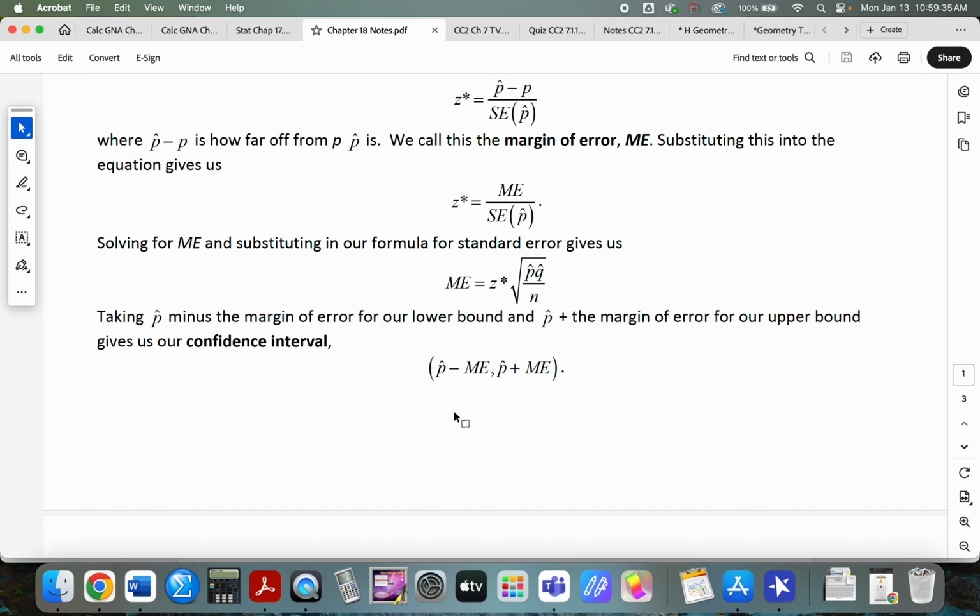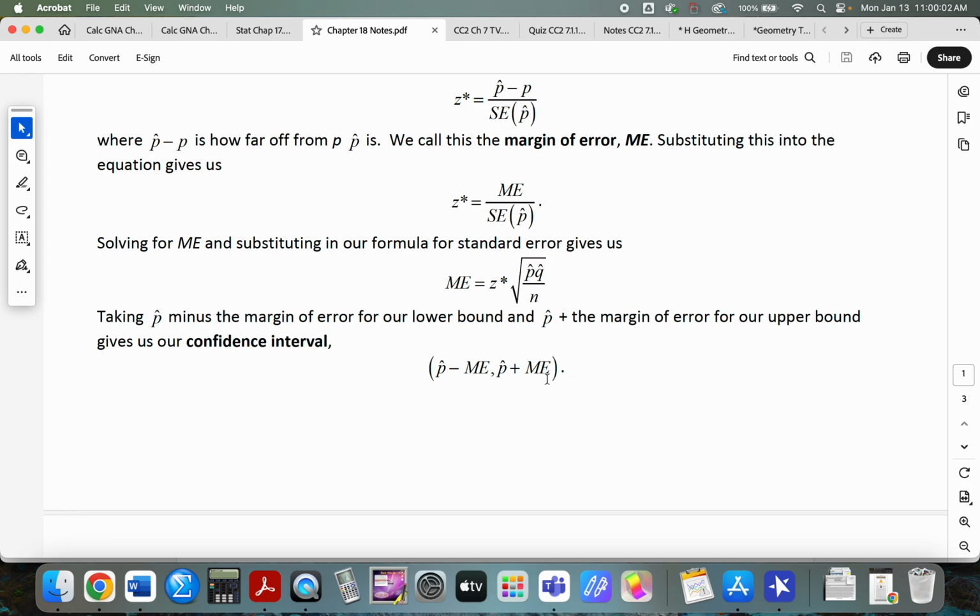So to get a confidence interval, we take our observed proportion minus the margin of error, comma, our observed proportion plus the margin of error. And that gives you this interval where you're like, okay, this is my confidence interval.